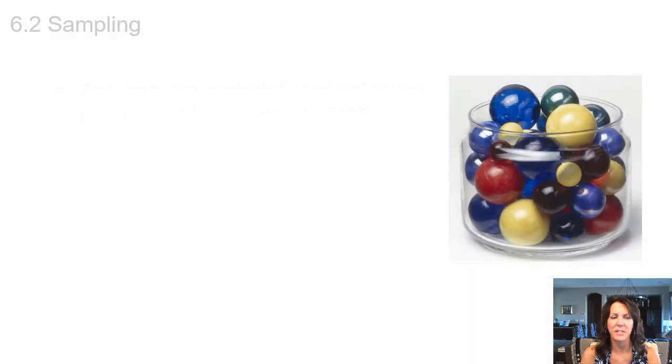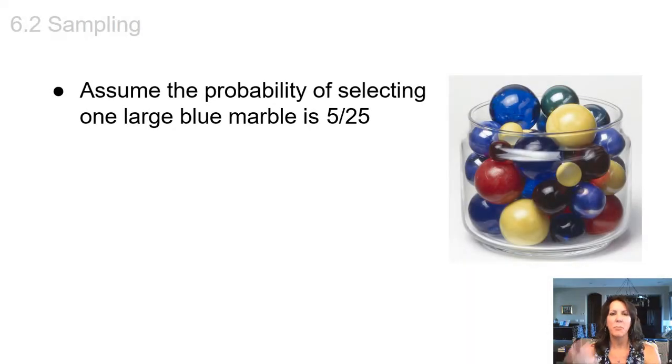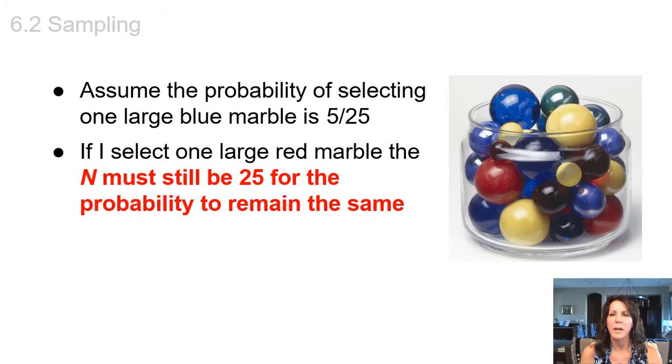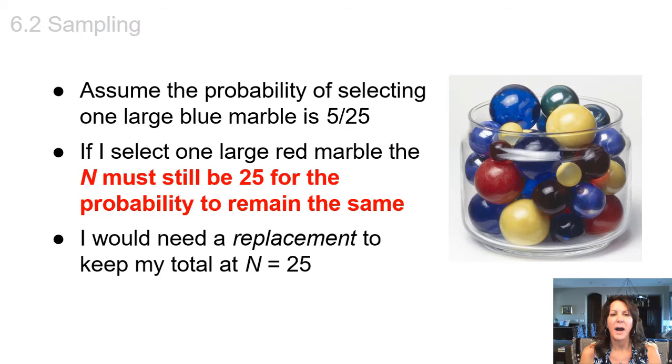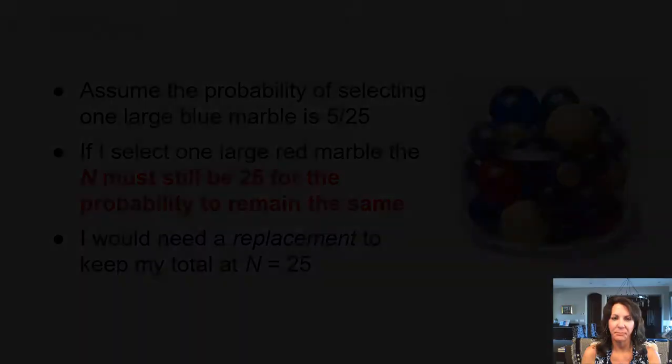We're going to demonstrate what this looks like. Assume that the probability of selecting one large blue marble is 5 out of 25. If I select one large red marble, the n must still be 25 for the probability to remain the same. So I would need a replacement to keep my total n at 25. If I take one marble away, then my n becomes 24, and that changes the probabilities. So we need to do what's called sampling with replacement. We keep the n the same.